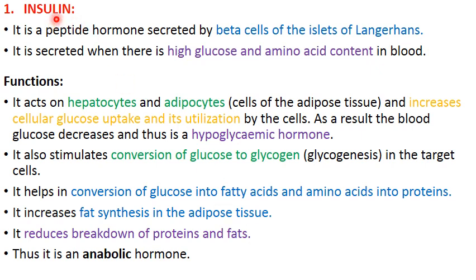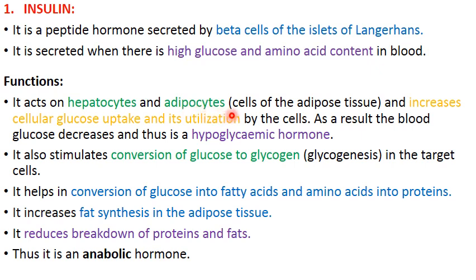First, the main hormone, that is insulin. It's a peptide hormone. What do we mean by peptide? A short chain of protein, and this is secreted by the beta cells of the islets of Langerhans. When will this be secreted? When there is high glucose and amino acid content in our blood. And when will there be high glucose or amino acids? After a meal, the food gets digested, so the levels of glucose and amino acids in the blood will increase. Now what is the function, where will it act? On hepatocytes and adipocytes. Hepatocytes are liver cells, adipocytes are cells of the adipose tissue.